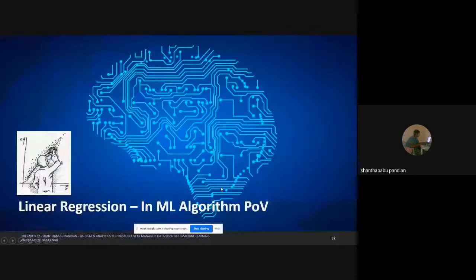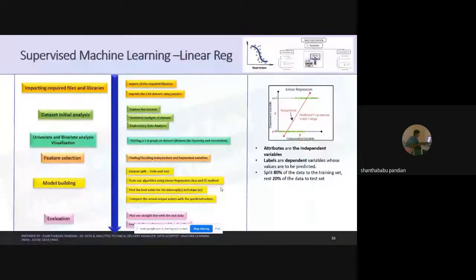Before we jump into the next model, these are the very important main steps, guys, so be clear about that. If you go with any kind of evaluation, any kind of machine learning you're going to apply, that's the main one. You need to import the required files and libraries. Hope you understand. This is where you import all the libraries and the CSV files.